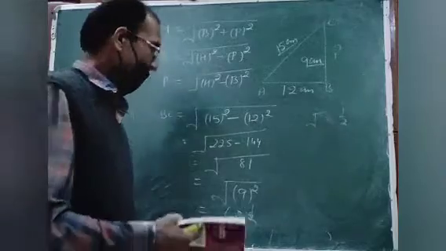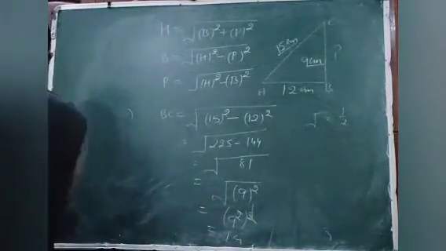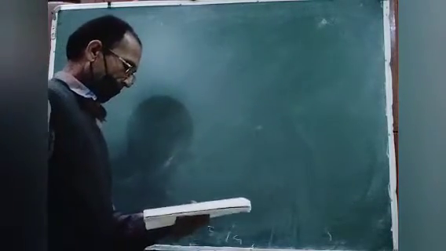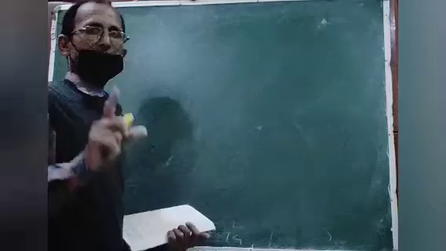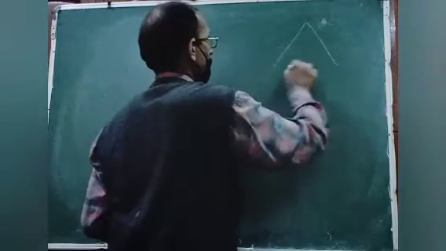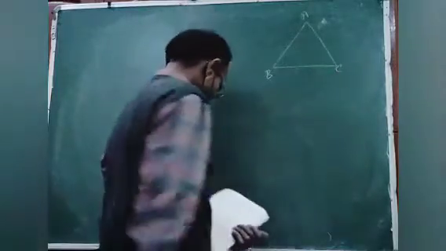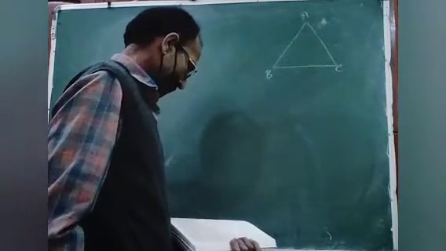Question number 6. ABC is an isosceles triangle. Isosceles means a triangle in which two sides are equal. So this is triangle ABC. Right angle at C. Sorry. This is a right angle isosceles triangle.